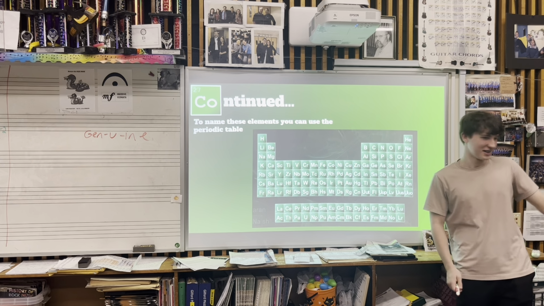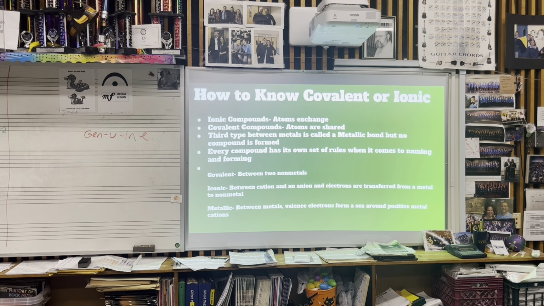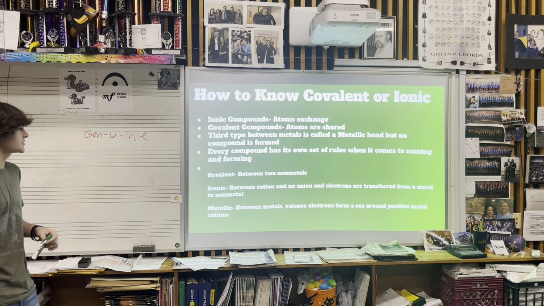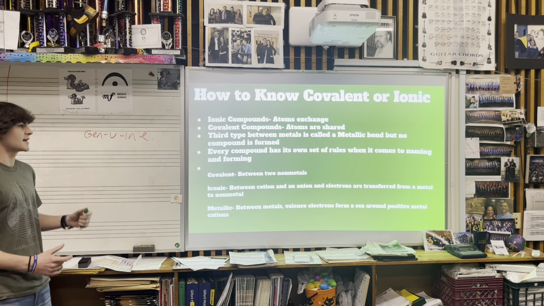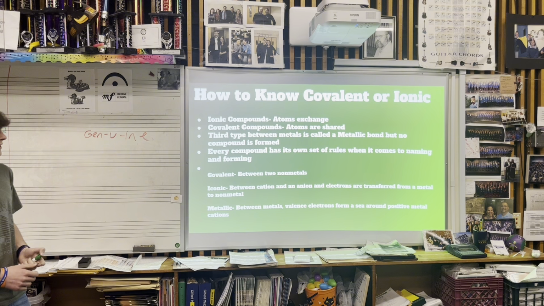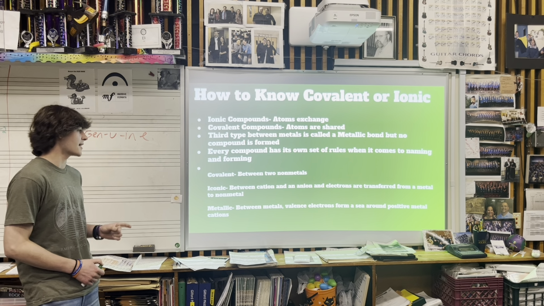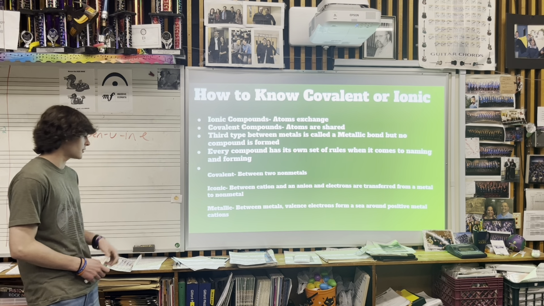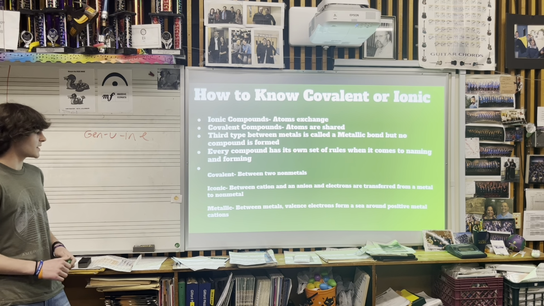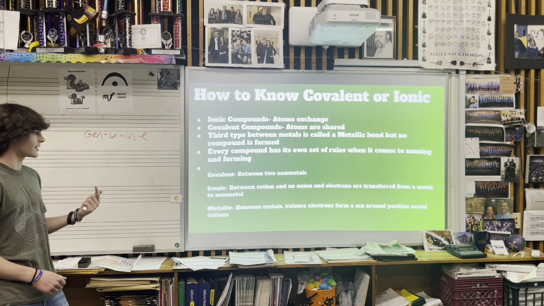Okay, so there are 3 types of compounds. First, you have ionic compounds, which means the atoms are exchanged. Then there are covalent compounds, which means the atoms are shared. There's a third type between 2 metals, and it's called a metallic bond, but no compound is formed. So every compound has its own set of rules when it comes to naming and forming. When it comes to covalent compounds, it's between 2 nonmetals. When it comes to ionic compounds, it's between a cation and an anion, and electrons are transferred from a metal to a nonmetal. And for metallic, it's just a bond, but it's between metals, and valence electrons form a sea around positive metal cations.